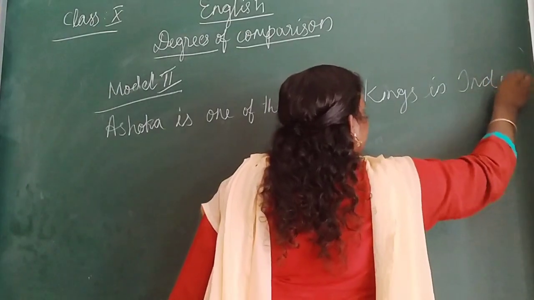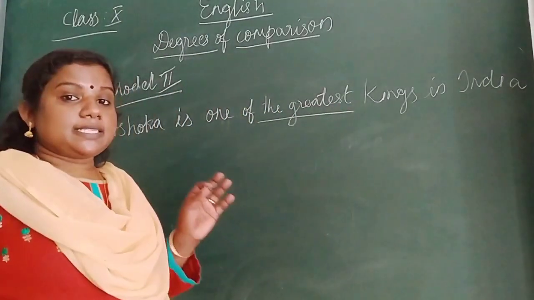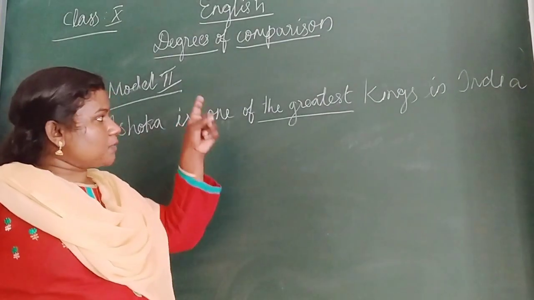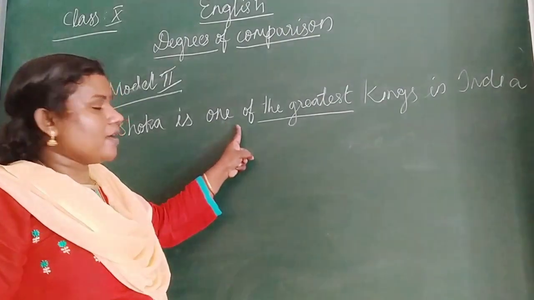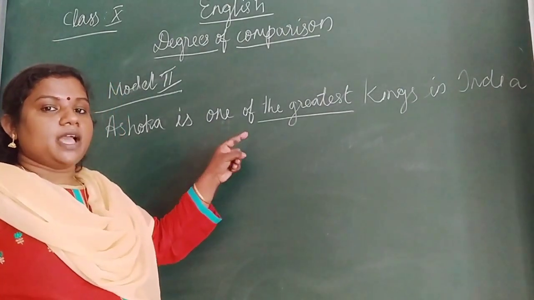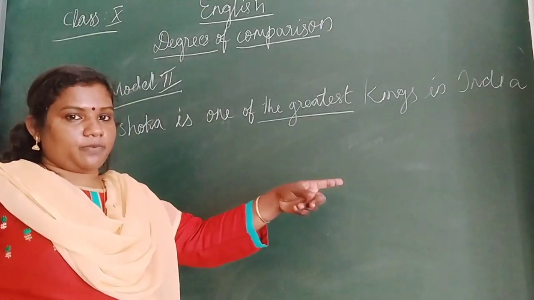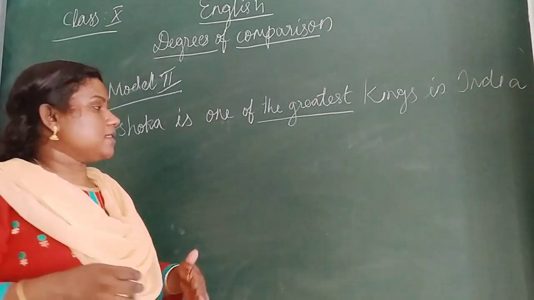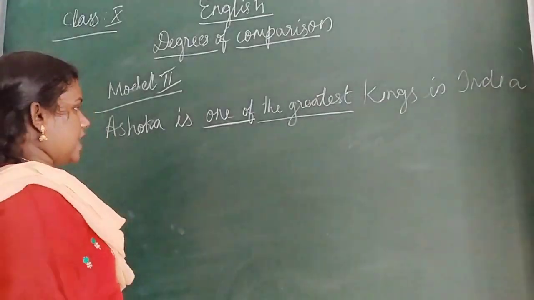In India, this is the superlative form. See here we can see the greatest. And what is the difference between model 1 and 2? The structure you have to learn well. Here you should see one of. Okay. If the one of structure is coming in the superlative form, what are the changes we have to make? See, one of the greatest kings in India.